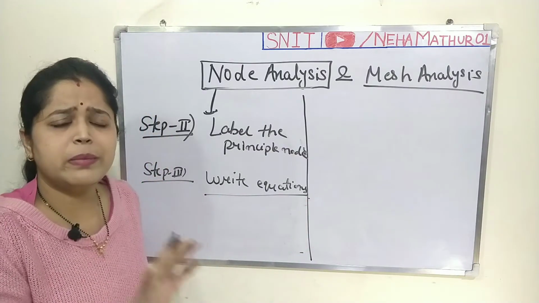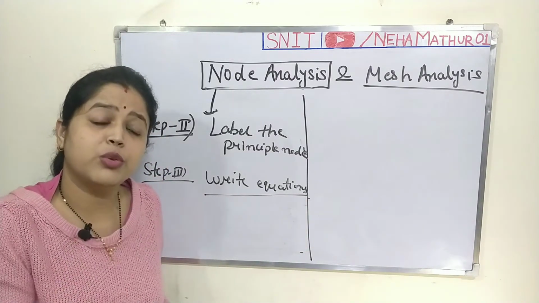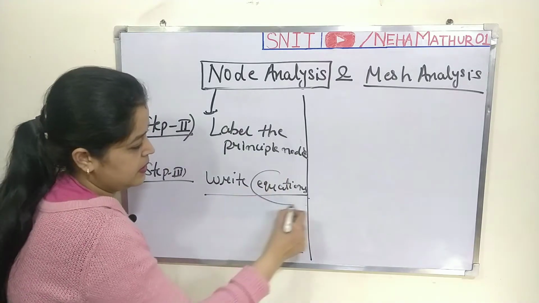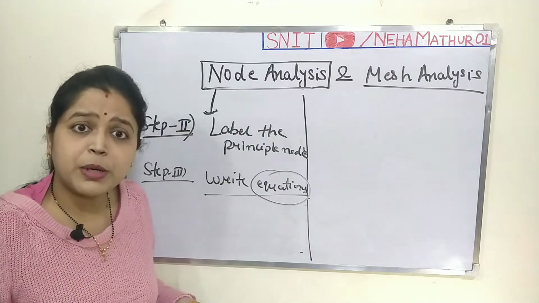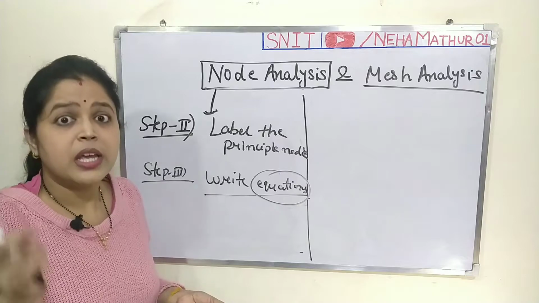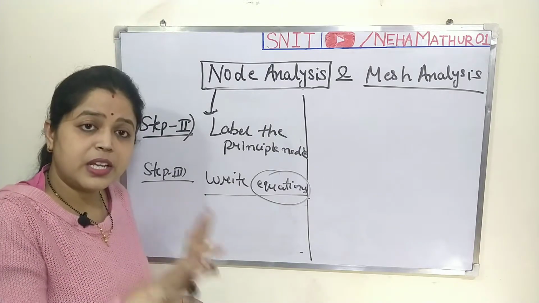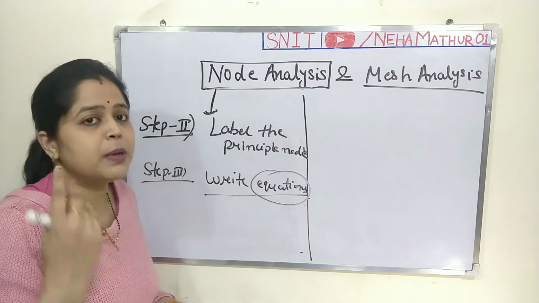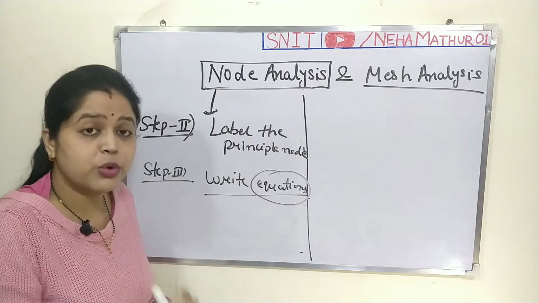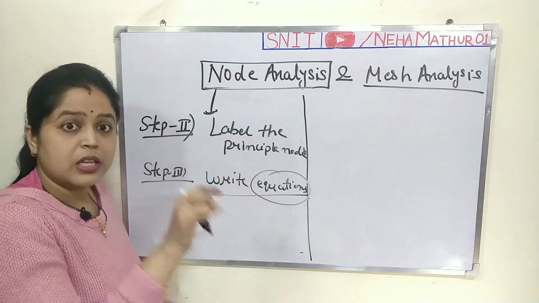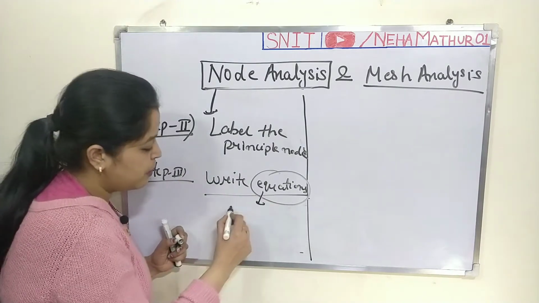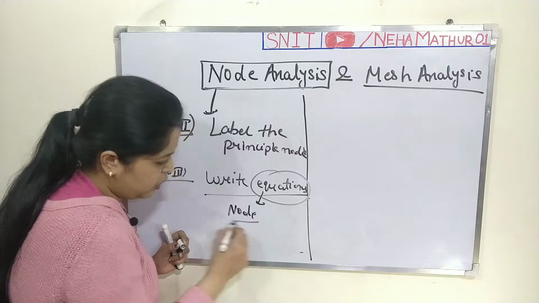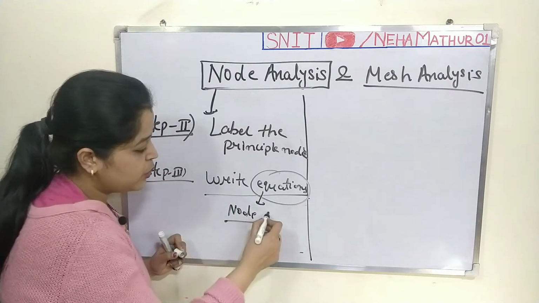Suppose you have 3 principal nodes. In that case you will have to write 3 equations. If you have 2 principal nodes, then you will have to write 2 equations, each equation indicating each node. Similarly, if you have 4 or more principal nodes, you will have to write 4 or more equations. Now these equations are said to be node equations because this is a nodal analysis.